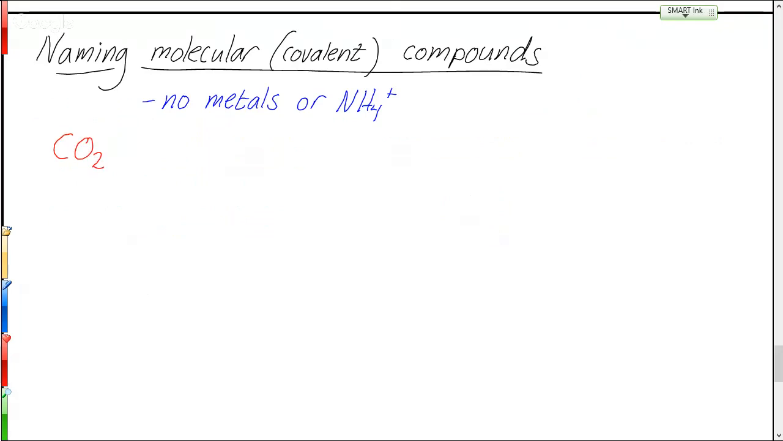So these are things, some of which you already know, I'm sure, like CO2. CO2 is made of carbon and oxygen. There's no metal there. Does anybody know the name of that molecule? Yeah, carbon dioxide.